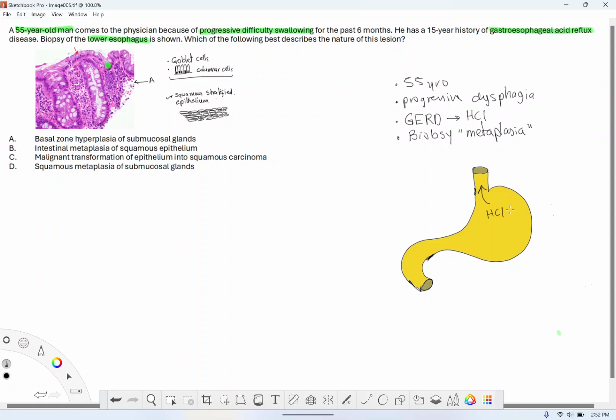And this leads to chemical irritation and eventual inflammation. So this, at the end of the day, is Barrett's esophagus. But let's see what is the issue with GERD. Here I'm going to write it down for you. So what GERD, or acid reflux, will do.